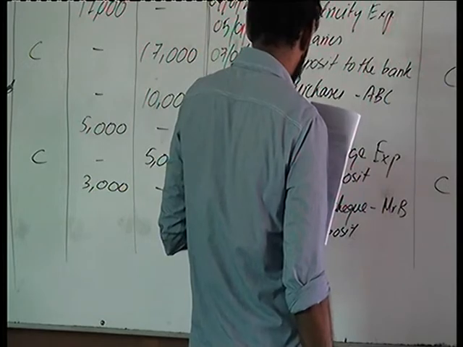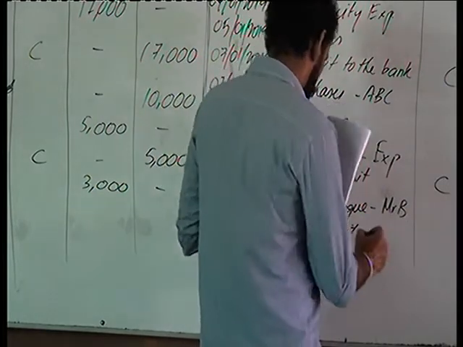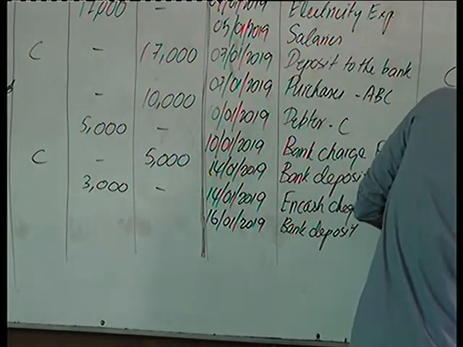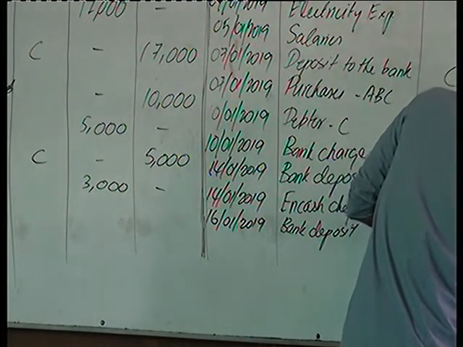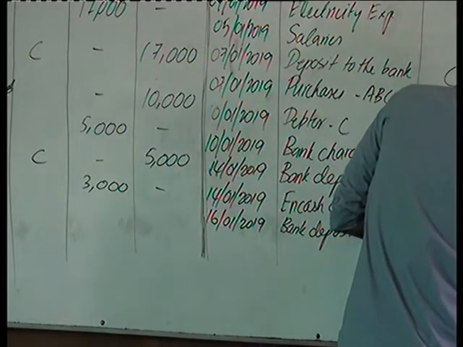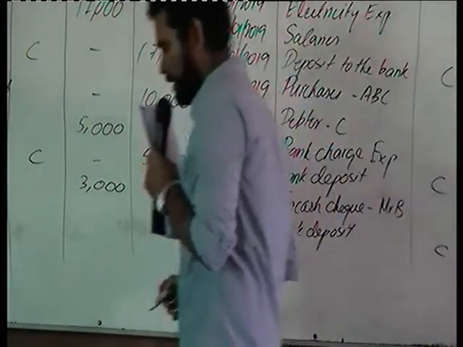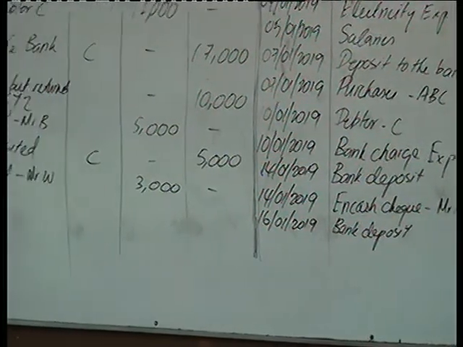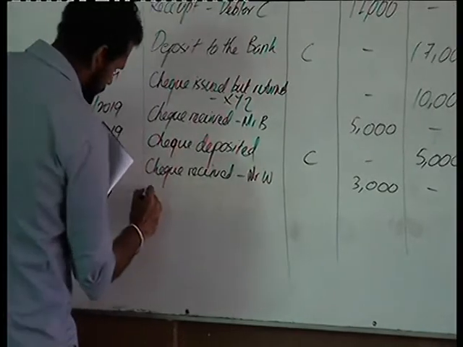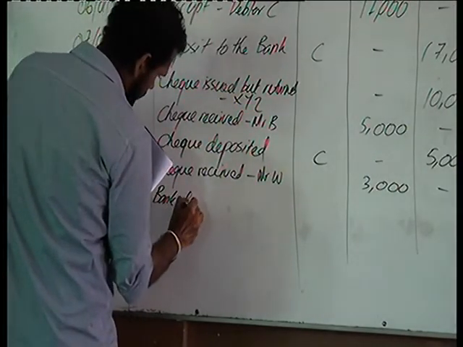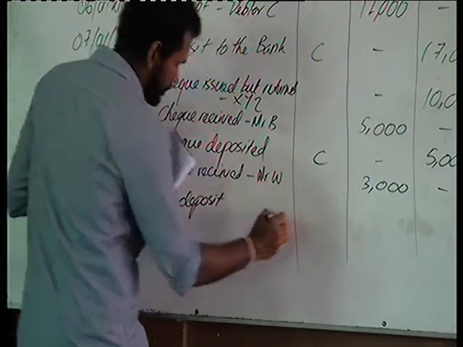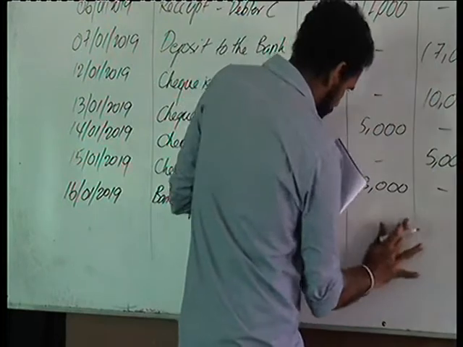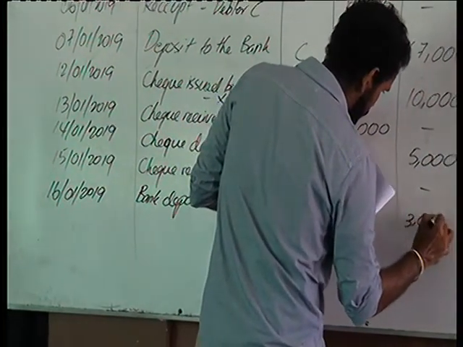Bank deposit, it's a contra entry. From cash, we are going to reduce 3,000 and it will be deposited into the bank on the same day, 16th January 2019. Deposit to the bank 3,000.